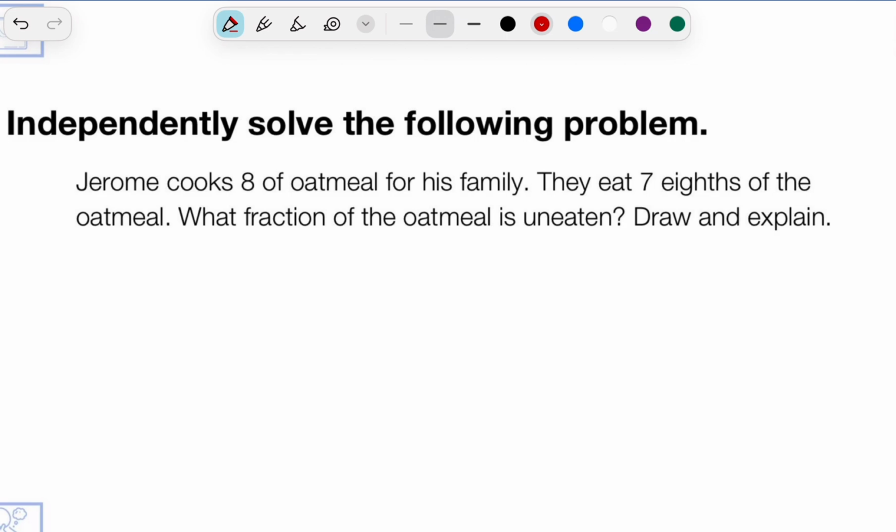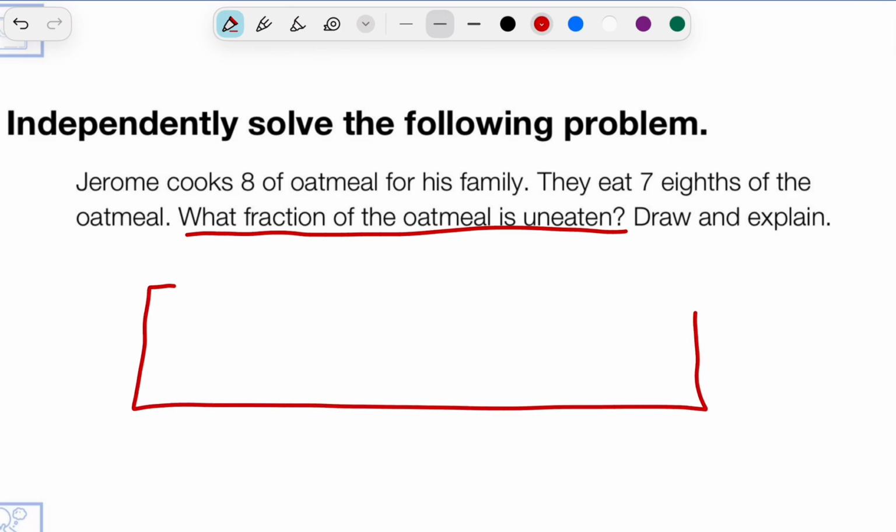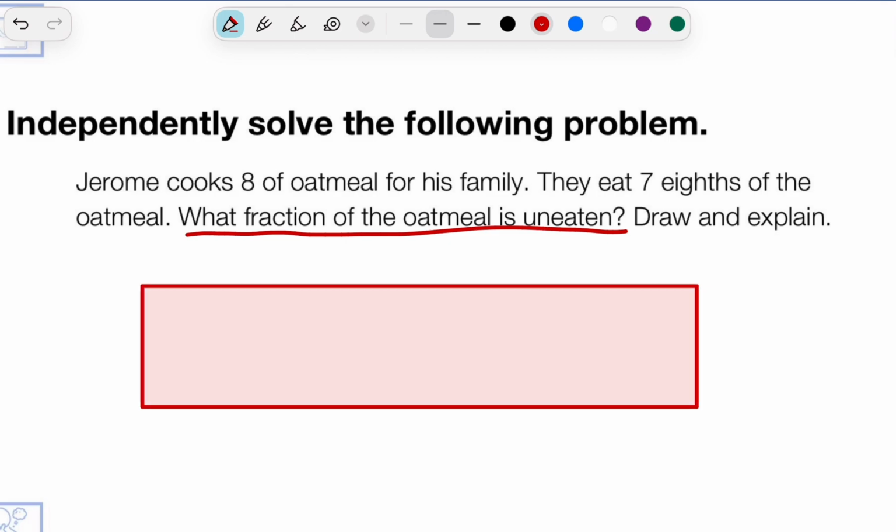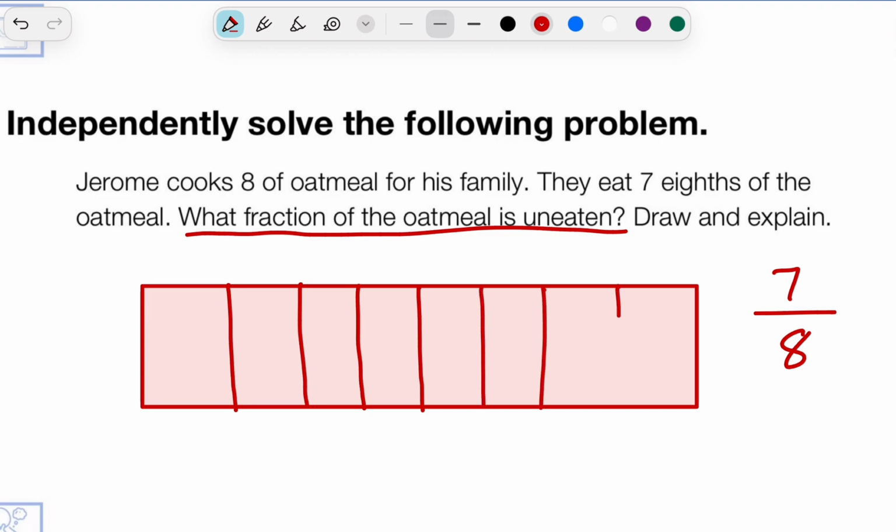Jerome cooks 8 cups of oatmeal for his family. They eat 7/8 of the oatmeal. What fraction of the oatmeal is uneaten? All right. So again, I'm going to draw a bar model here, or I can use a circle, but in this case, I'm going to draw a rectangle. A rectangle is going to give me a better idea of how I can partition this. So how many total parts is it? So we know our fraction is 7/8. So I'm going to make eighths, which means I'm going to draw 7 lines. 1, 2, 3, 4, 5, 6, 7.